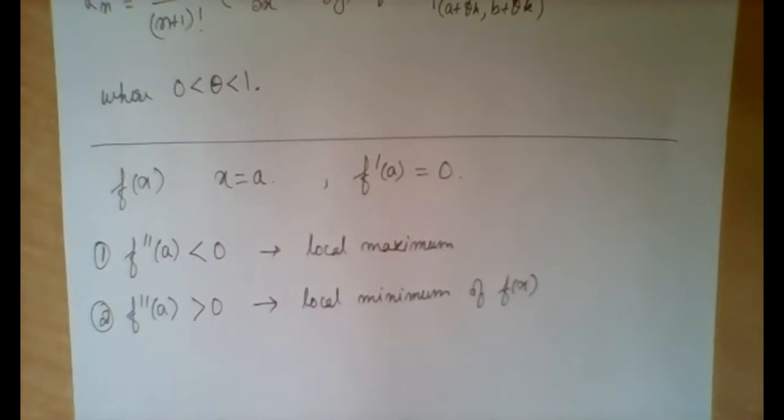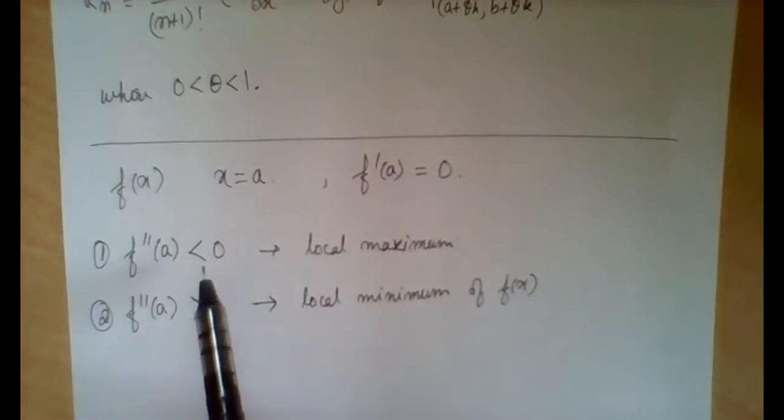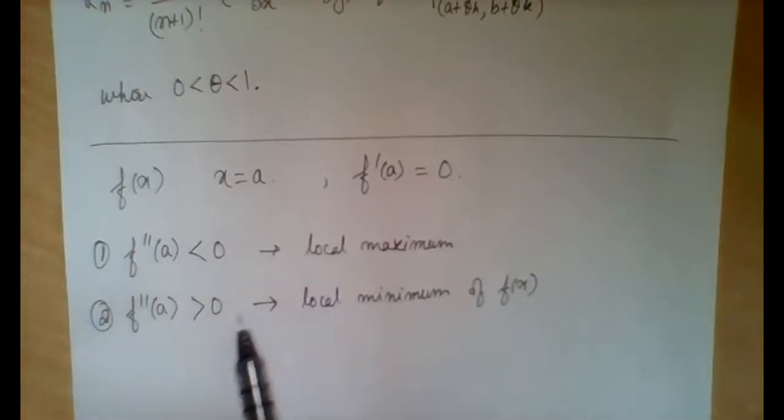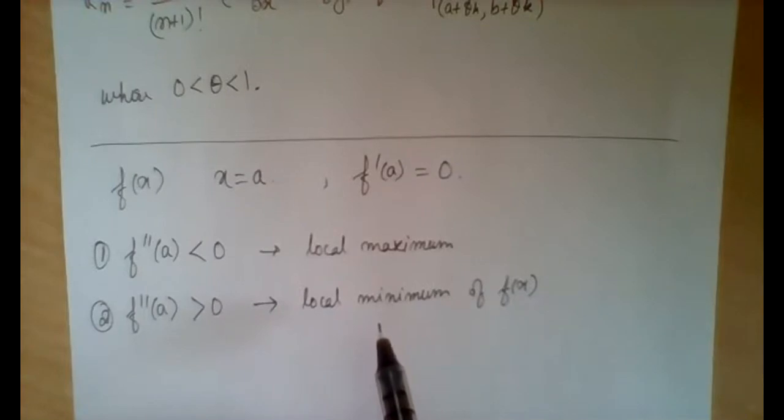So if the second order derivative is 0, we should take higher order derivatives. Check the third order derivative; if the third order derivative is 0, check the fourth order derivative. If the fourth order derivative is less than 0, it is a local maximum; if the fourth order derivative is greater than 0, it is a local minimum, and so on.